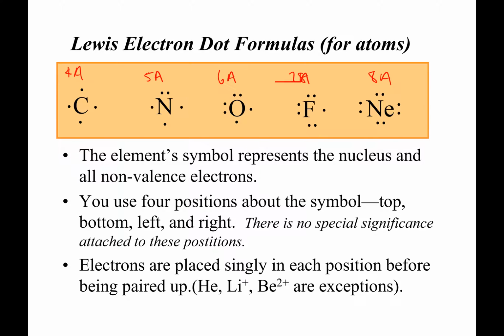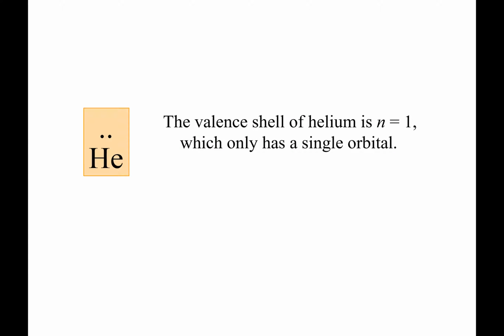All right, so it's all about octets. So here, can you see at a glance that neon has 8 dots around it? It's group 8A. It's all about octets. So neon is set. Like the slide said, there's no specific thing about it being north, south, east, or west. All right, helium.